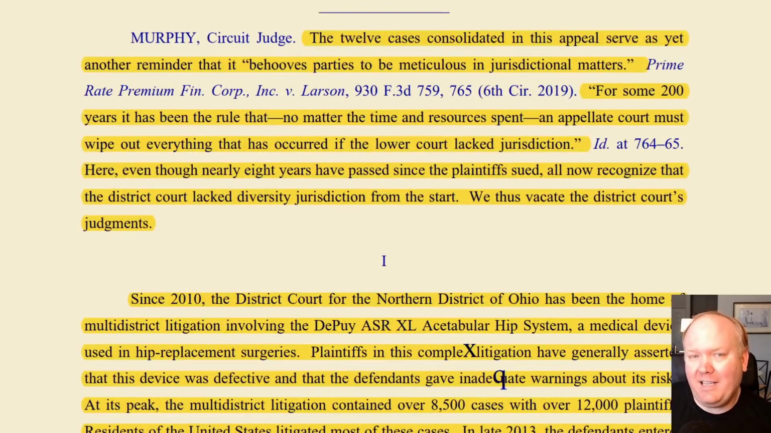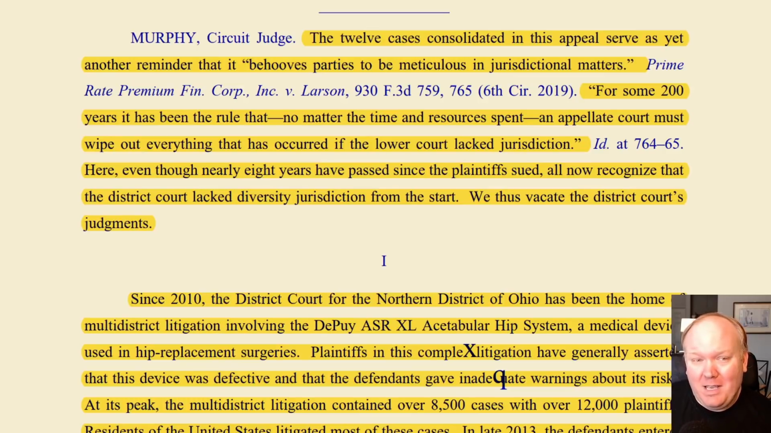So let's read this. "The 12 cases consolidated in this appeal", so 12 lawsuits gone wrong, "serve as yet another reminder that it behooves parties to be meticulous in jurisdiction. For some 200 years, it's been the rule that no matter the time and resources spent, an appellate court must wipe everything out if it occurred that the lower court lacked jurisdiction." Jurisdiction is kind of important. If a court doesn't have power to hear the case, then nothing really happened.